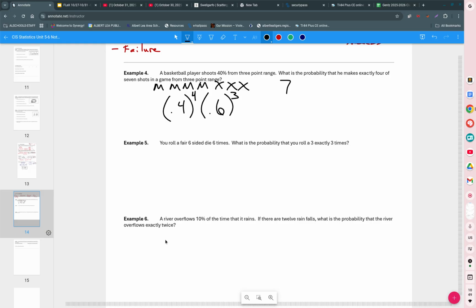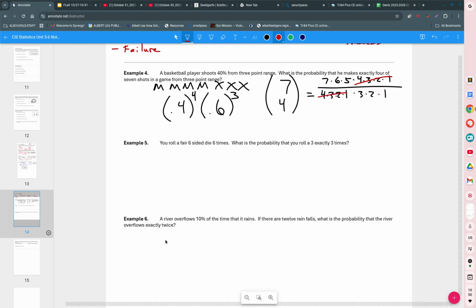And so I have 7 trials, and I'm choosing how many makes? 4 makes. So I have to calculate 7 choose 4. So on the top, 7 times 6 times 5, excuse me, times 4 times 3 times 2 times 1. And on the bottom, I have 4 times 3 times 2 times 1. Sam, what else do I have on the bottom? Times 3 times 2 times 1. Good.